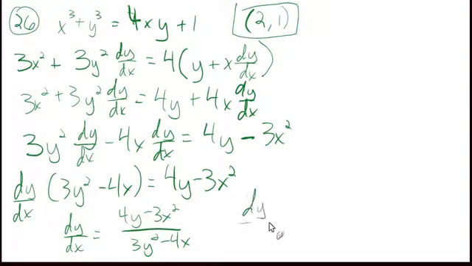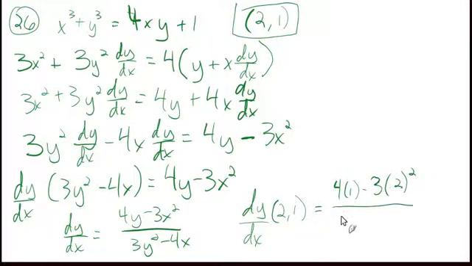So dy/dx, I guess we could use some weird notation just to remind us that at this point, and please don't get confused by this. All I'm saying is dy/dx, the slope of the tangent line at the point (2, 1), is going to be what I'm about to plug in. 4 times 1 minus 3 times 2 squared over 3 times 1 squared minus 4 times 2.